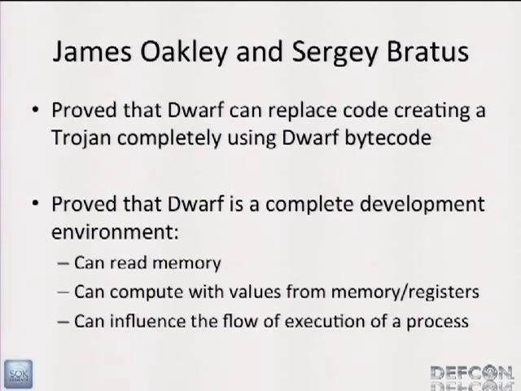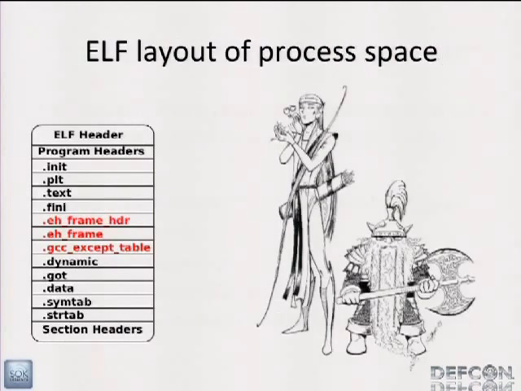So this work that we're demonstrating now intends to actually use DWARF bytecode instead of our normal shellcode or our normal payload in exploitation. So how does all that work? How does DWARF work?